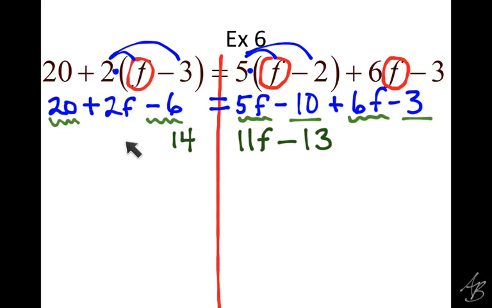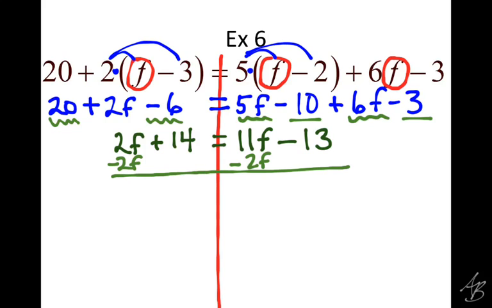And then what am I missing over on this side, Zane? 2f. Yeah, that 2f needs to come down, and we said that 14 was positive, so we'll put a plus there, bring down our equal sign. So we want to get the f's all on one side. And why did you pick the 2f instead of the 11f, Crystal? We want to get rid of the smaller one. 2f is smaller than 11f, so we'll subtract 2f from both sides.